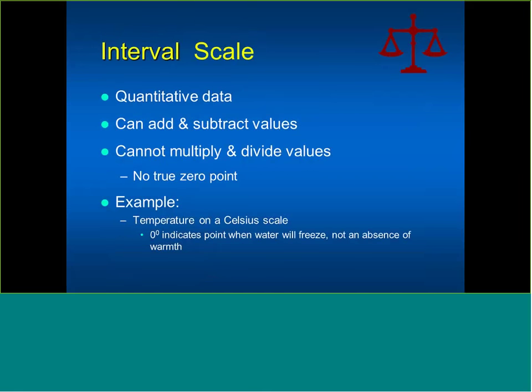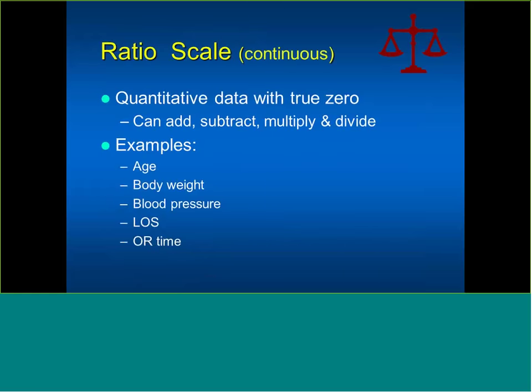Interval scale is more quantitative data. The only example that anybody ever gives for this is temperature on a Celsius scale, because you don't have a true 0 point. So usually you're not going to have any data measured on an interval scale. But you will have data measured on a ratio scale, which is where you have a true 0 point. Here you can do all mathematical manipulations. Examples would be age in years, body weight, blood pressure, length of stay, time in the OR. All of you will have variables measured on a ratio scale in your research projects.